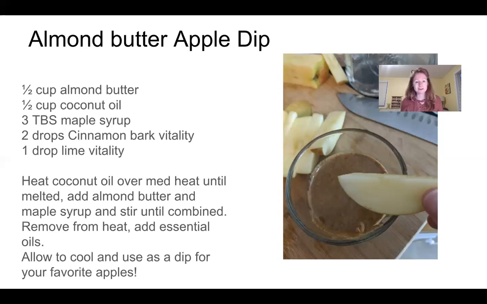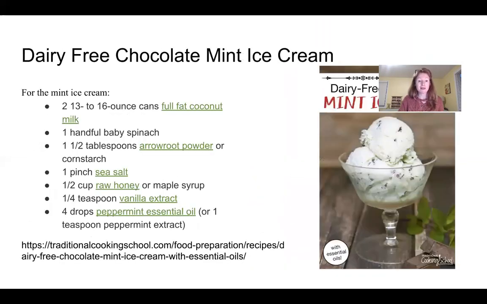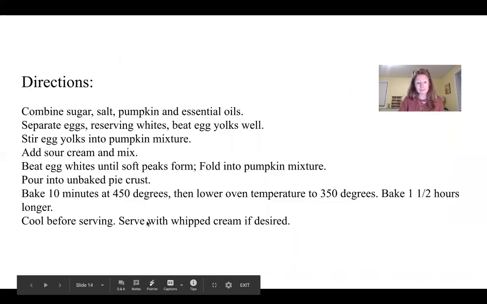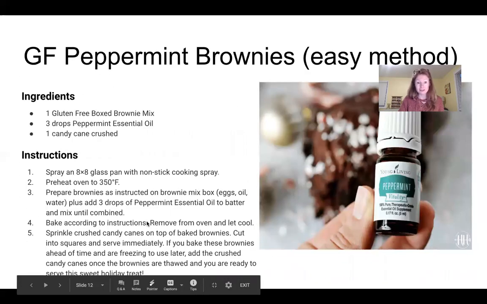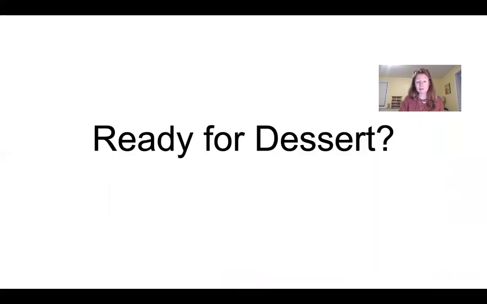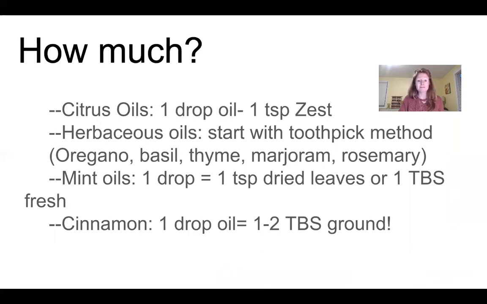And just start thinking as you're making something, could I add an oil to this? And start playing. Don't be afraid to play. Just remember those ratios. Remember that your citrus oils are pretty safe. Usually you can add 2 to 3 drops and it's going to be fine. When you're getting into those herbaceous oils like the oregano and the thyme, those are the ones you want to be more careful with. And things like cinnamon bark, just go slow, 1 drop at a time. And your mint oils, I would also go 1 drop at a time.